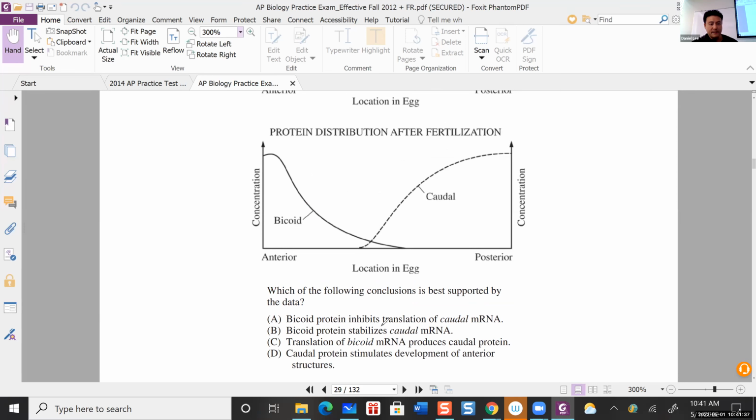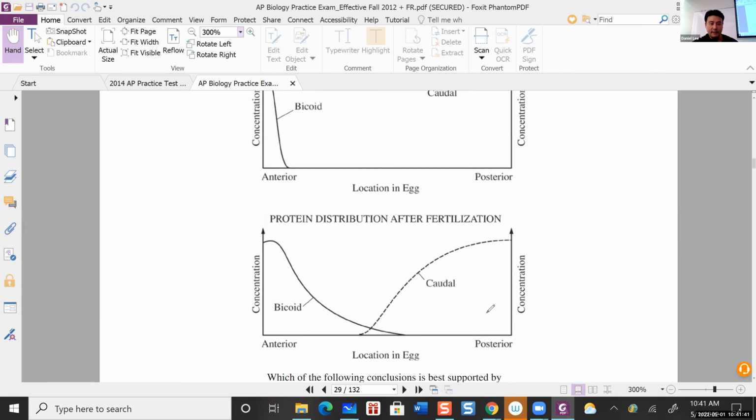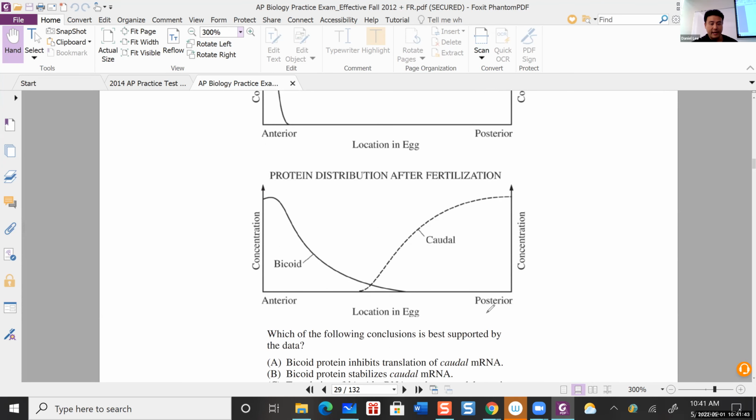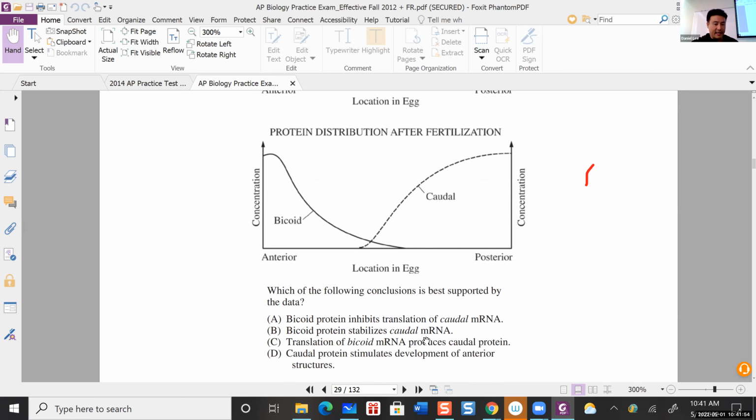Bicoid protein inhibits translation of caudal mRNA. There's a lot of detail here, so you have to read the data. What about: bicoid protein stabilizes caudal mRNA? Translation of bicoid mRNA produces caudal protein. You can toss that one out. Bicoid mRNA cannot produce caudal protein. So toss out the silly ones and then focus on the one you need to focus on.